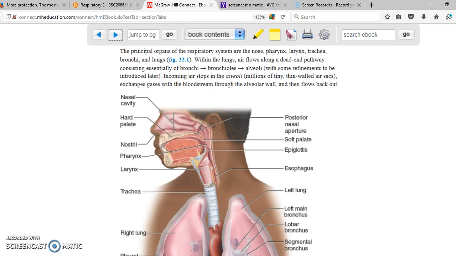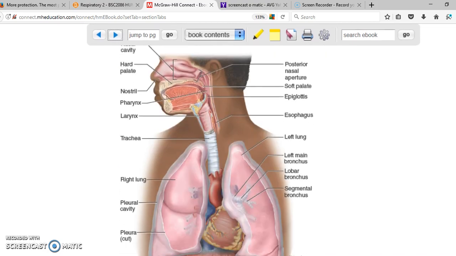Okay, so right here you have the respiratory system. First part, you have the nose. This is the pharynx. This part right here is the larynx. This is the trachea. And from there we have the lungs. We're going to look into that. So let's keep scrolling down.